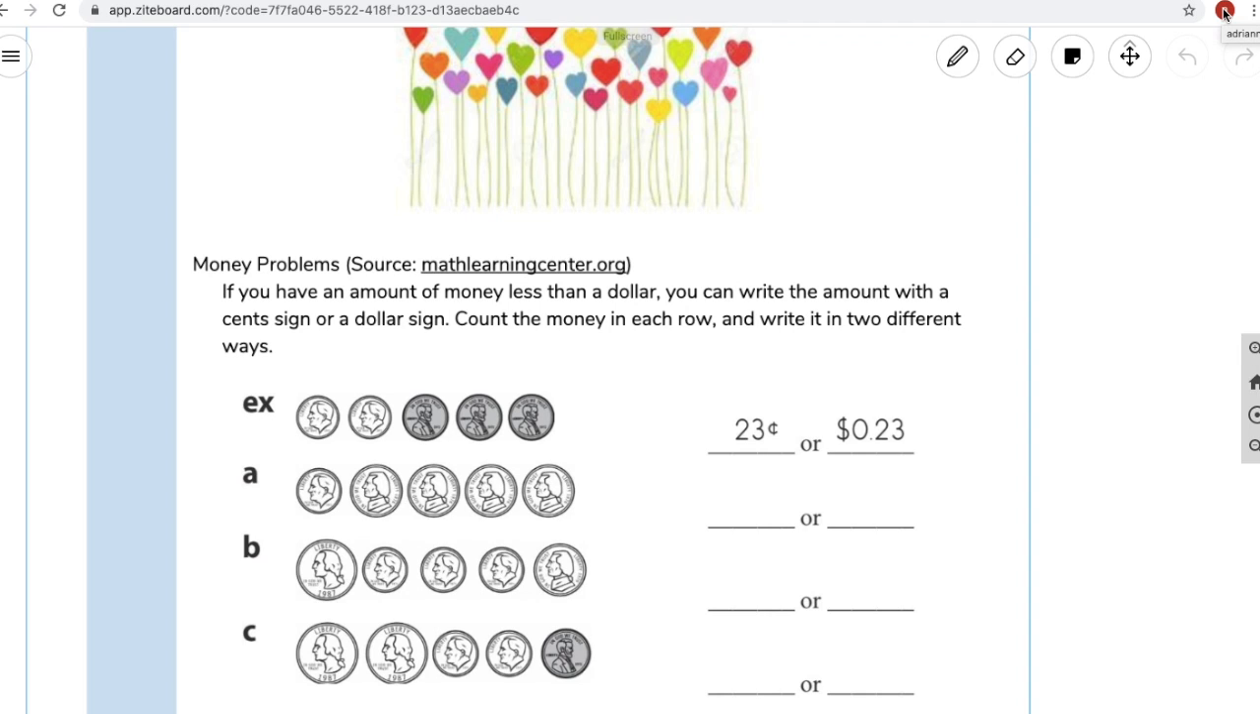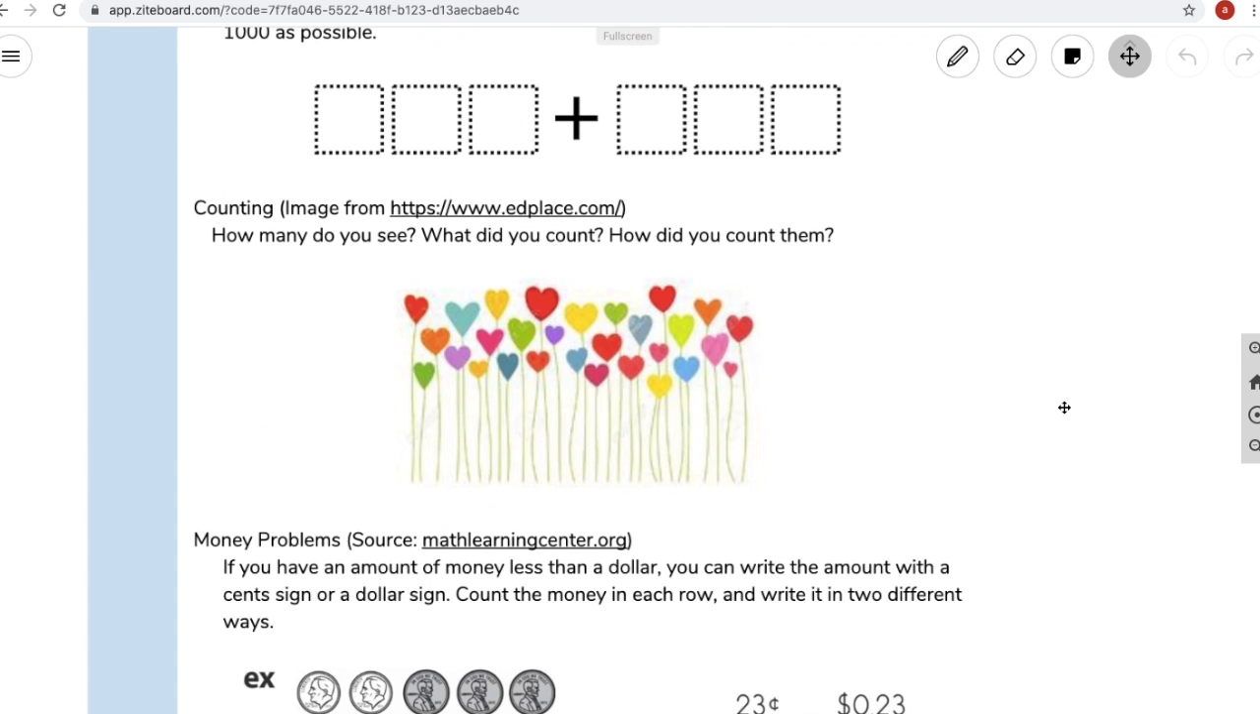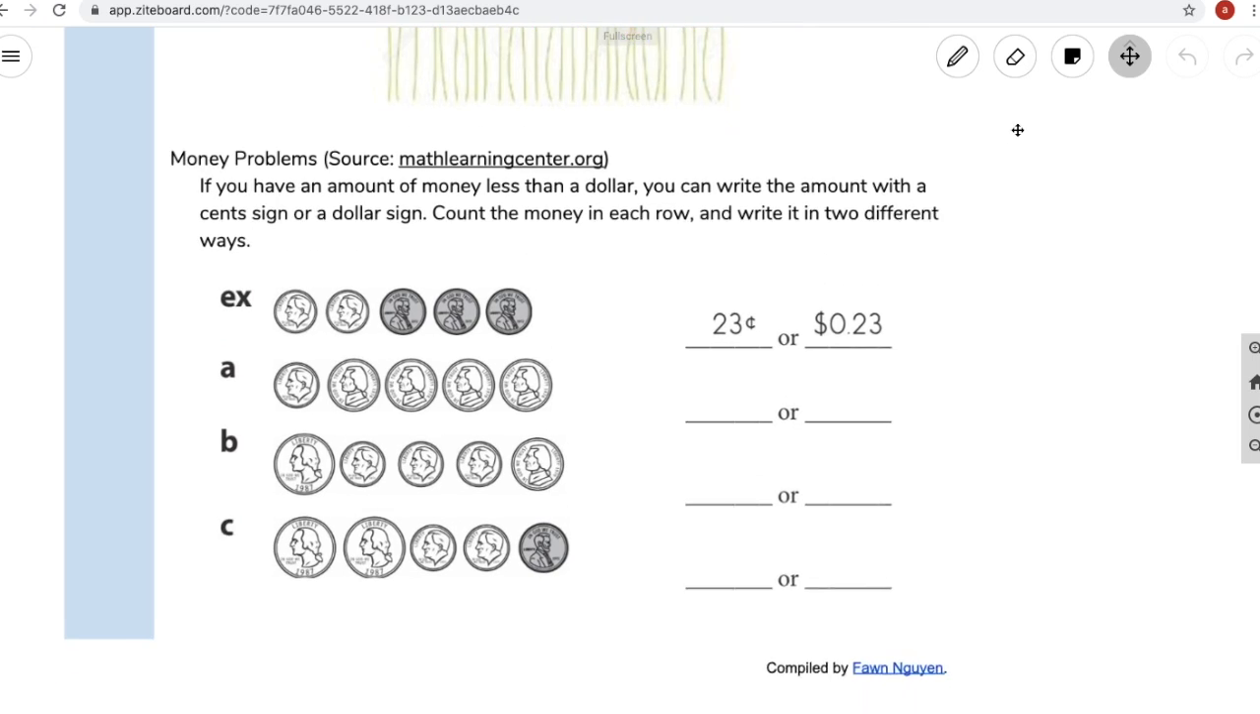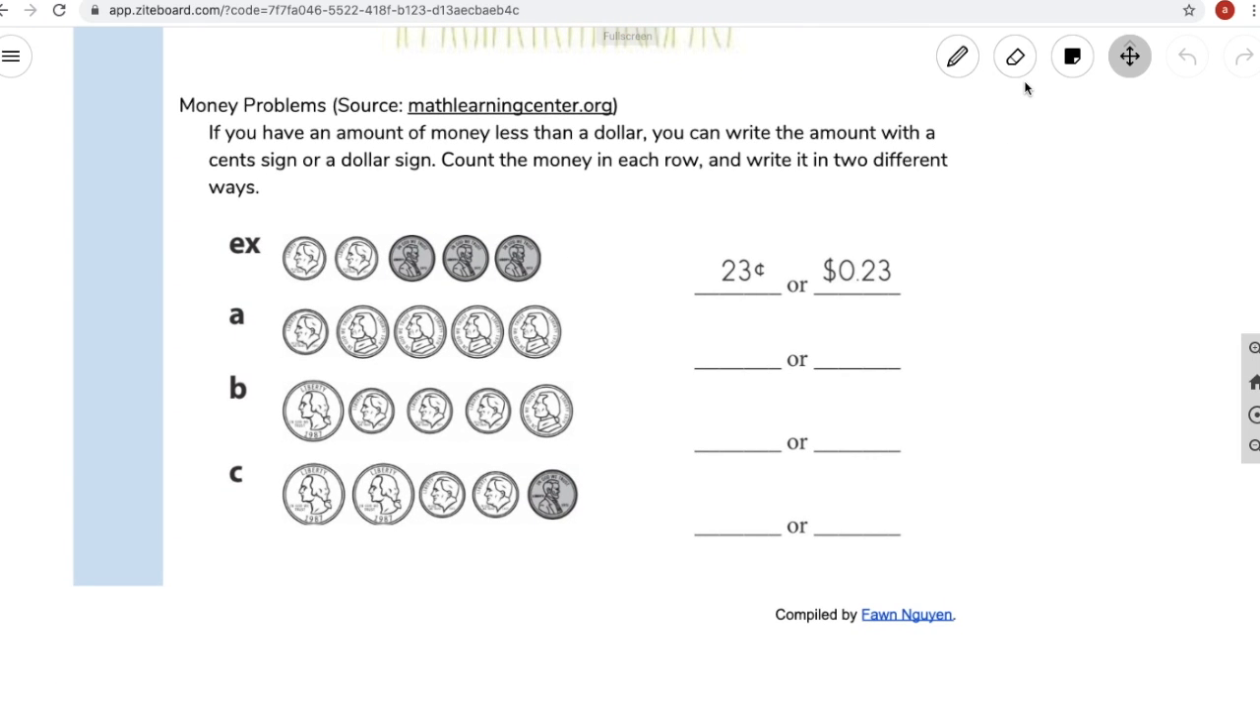So here we go. Money problems in week 4. I believe this is day 1 of week 4. And so we're going to go ahead and get started. Money problems. If you have an amount of money less than $1, you can write that amount with a cent sign or a dollar sign. Count the money in each row and write it in 2 different ways. So 2 different ways you can write cents is with the cent sign or with the dollar sign. So they gave me an example.